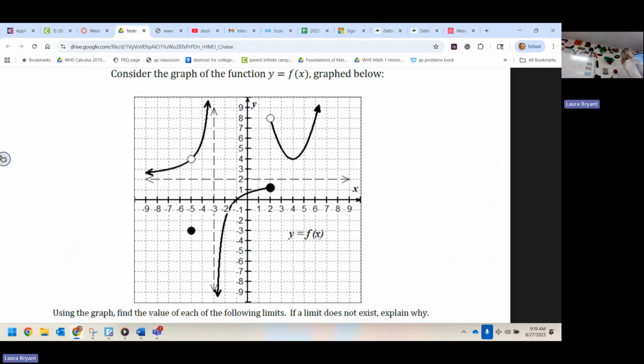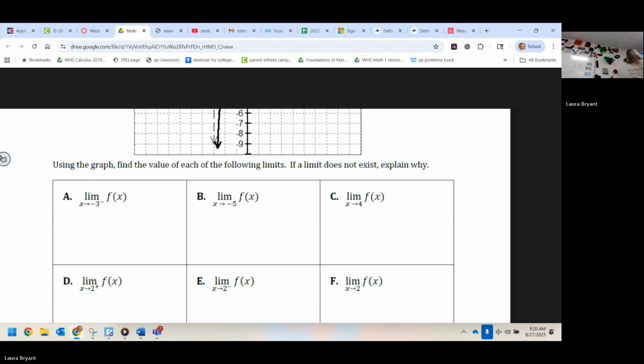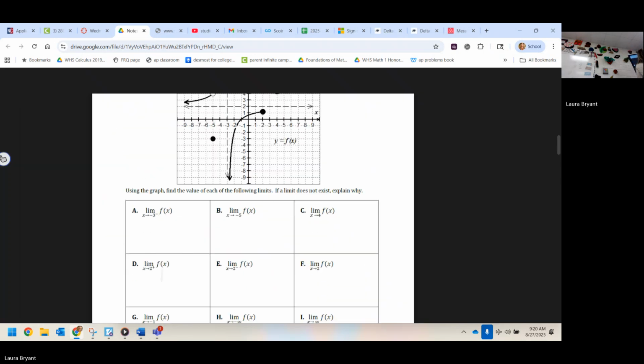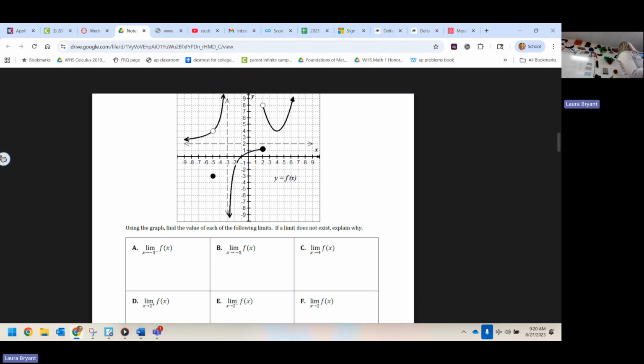So this is our function that we're going to look at. We're going to talk about some limits problems with that. So underneath here, we're going to fill in our values. So let's start with B. I know that's not the first one, but let's start with B because that's pretty straightforward.